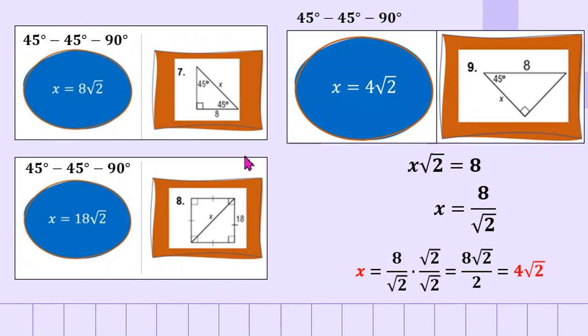Second level of difficulty, number 8. It's a square, and do not fret if you're given with a square. If you will divide a square through its diagonal, it can give you a right triangle where the legs are equal. The sides of a square are equal. So in order to get this another side, it's also 18, and then the diagonal of our square, it's times square root of 2. That's why we have 18 square root of 2 for number 8.